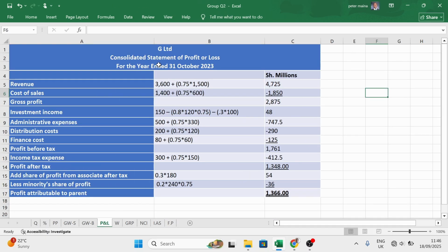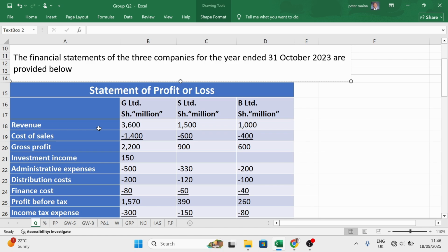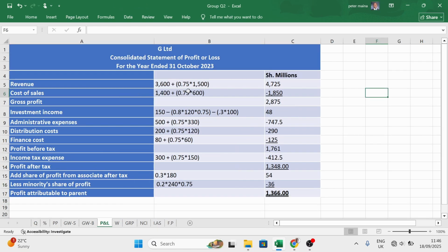So this is the consolidated statement of profit or loss prepared by the parent, G Limited. For revenue, we have taken the revenue of the parent, that is 600. And then the next one for S, 1500. You are going to multiply it by 9/12, which is the same as 0.75. So you multiply the revenue of the subsidiary, then whatever you get here, you add to that of the parent. You record the amounts in this column.